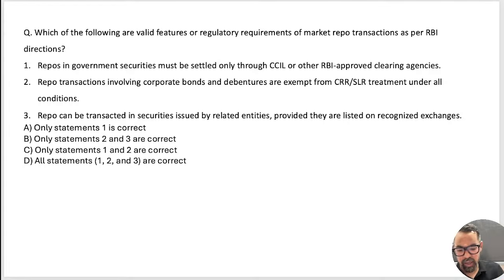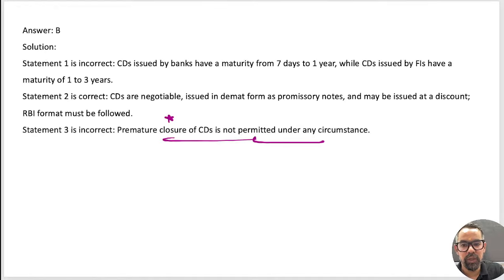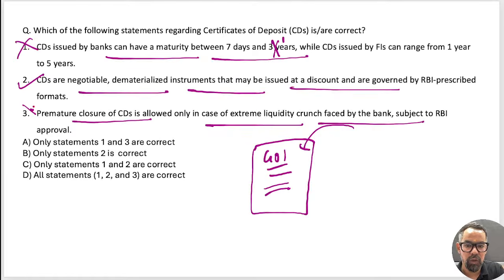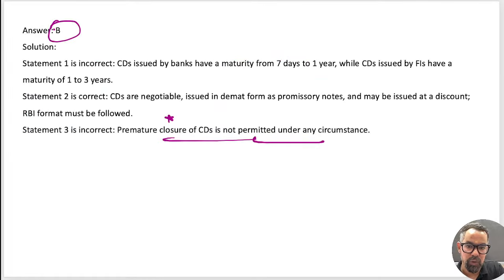No, it is correct, guys. There is no premature facility available here. Certificates of deposit do not have a premature withdrawal facility with the issuing bank or financial institution. So the statement is correct here. The answer is correct, guys. So this one is wrong, and option B is the only correct one for this. Please do remember this.